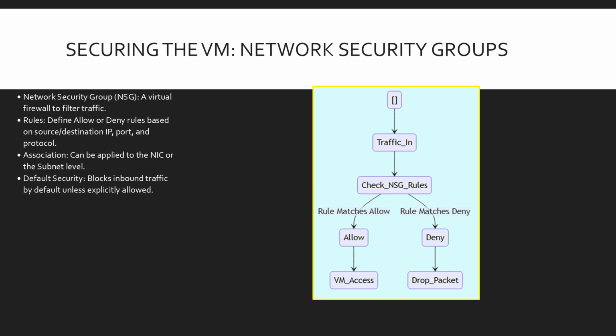This state diagram visualizes the traffic flow through a security group. Traffic in initiates the process. The system enters the check NSG rule state. If a rule matches allow, traffic proceeds to VM access. If it matches deny, the flow moves to drop packet, effectively blocking the connection.